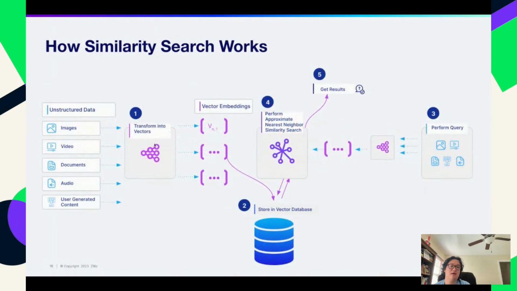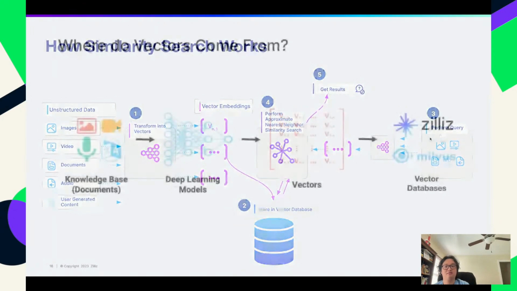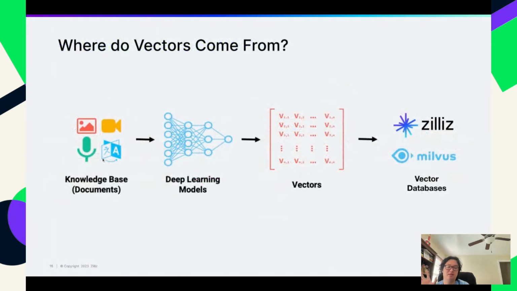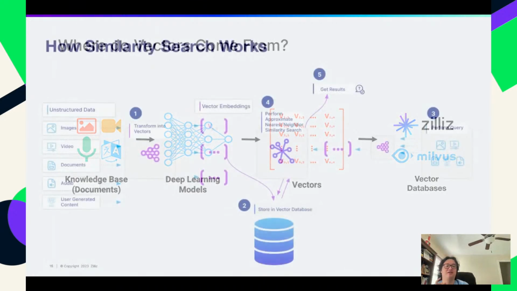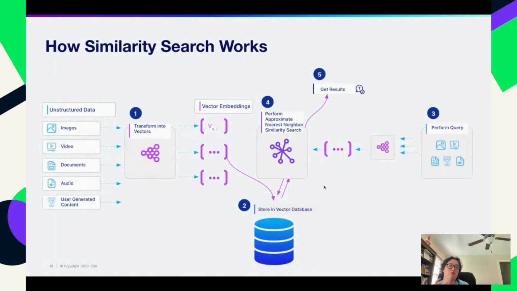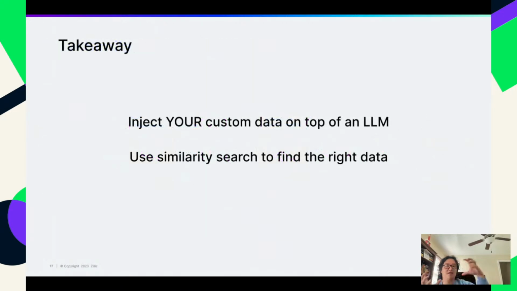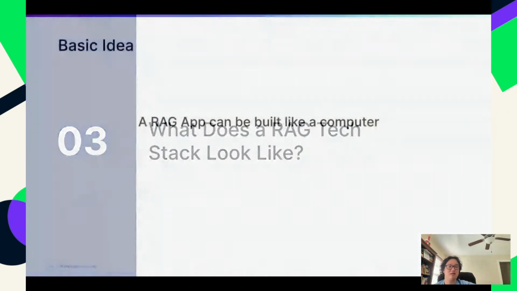Once you have the vectors, you can store them in Zilliz or Milvus, and that is steps 1 to 2 of this image. And then step 3 is actually the same thing. You take some sort of knowledge base or some sort of queries in this case, and you run it through the same model, and you get your vectors, which should probably be different. And then you compare them against the vectors that are stored in the vector database through an approximate nearest neighbor search, and you'll get your results. Okay, so this is how similarity search works. And the takeaway here is basically that you can inject your custom data on top of large language models, and you can use similarity search to find the right data that you need.